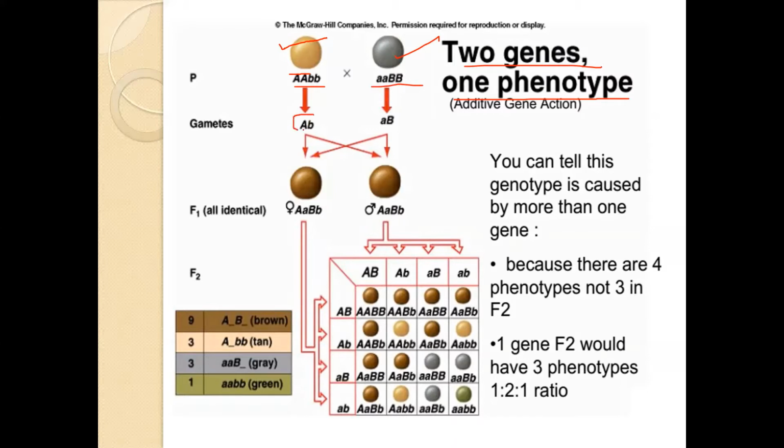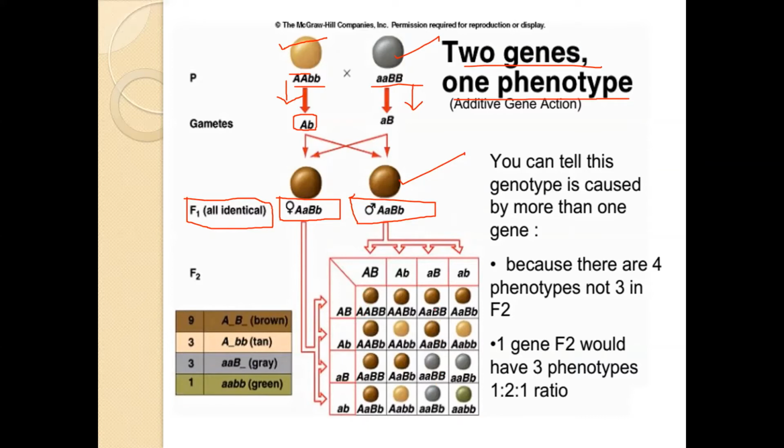The gamete produced from the tan is capital A, small b, and the gamete produced from the gray is small a, capital B. So here the F1 progeny are all identical, that is, brown in color. They are all brown, they are all heterozygous. So a self-cross between this brown progeny will produce four different kinds of colors.